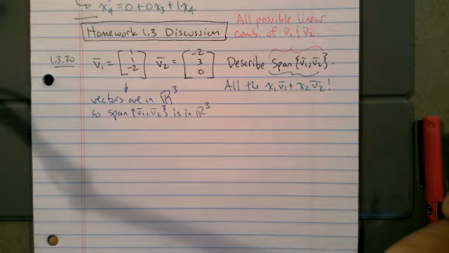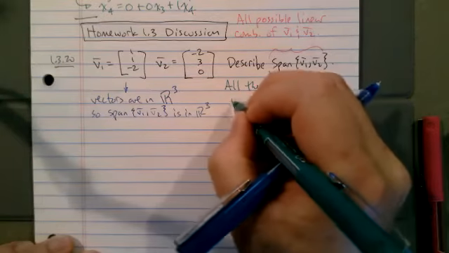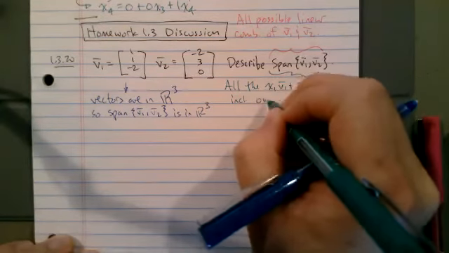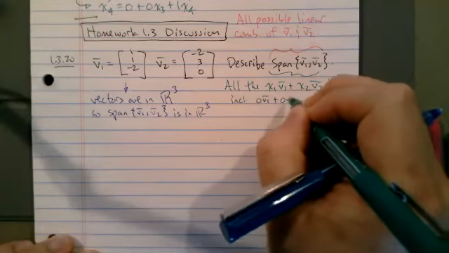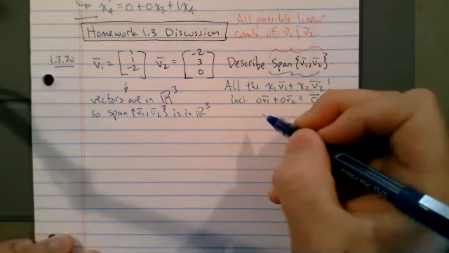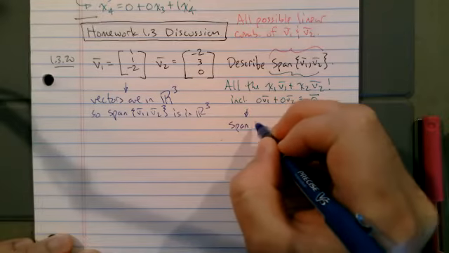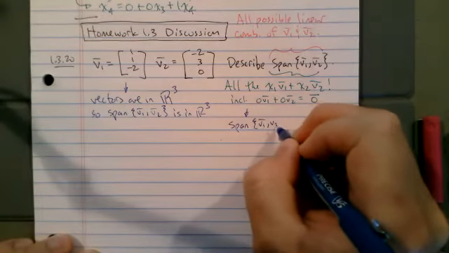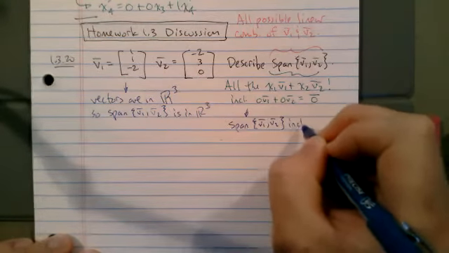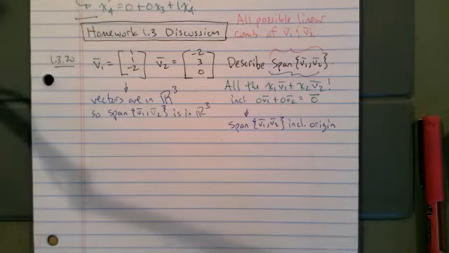The span of a set of vectors will always go through the origin. So all the x1 v1 plus x2 v2, including 0 v1 plus 0 v2, which is the 0 vector. So the span always contains the origin.